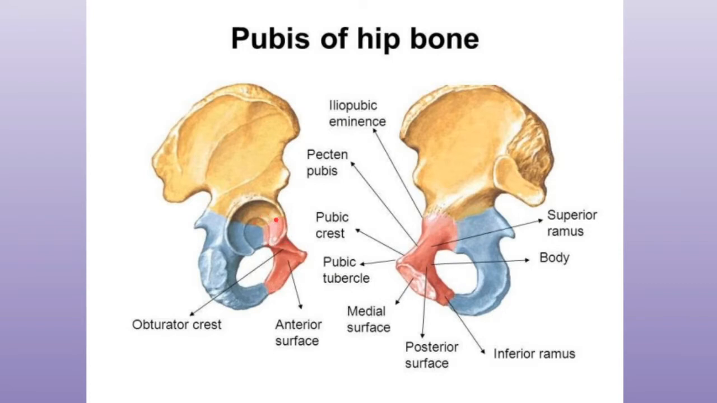It also forms the anterior boundary of the obturator foramen. This is the obturator foramen. This is the anterior part and this is the posterior border. So it forms the anterior border of this obturator foramen.